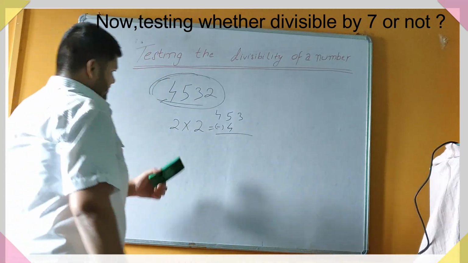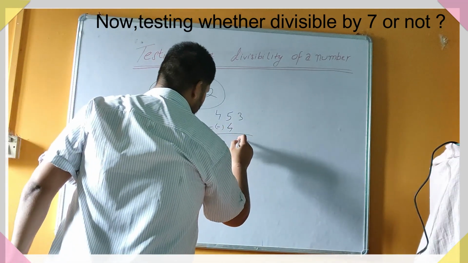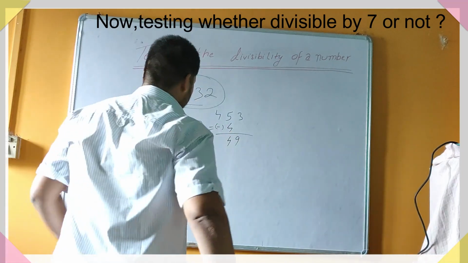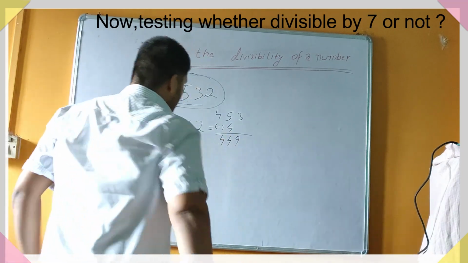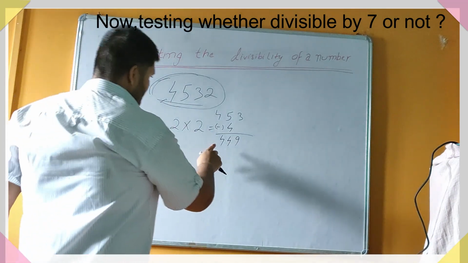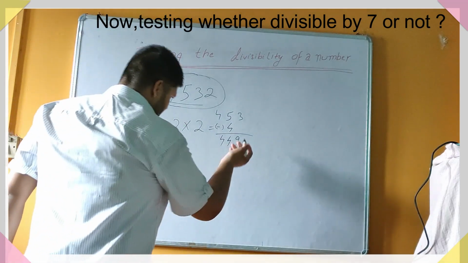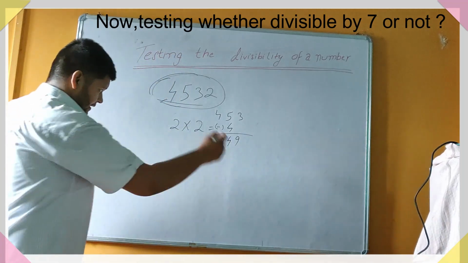So what will you get as the result? 13 minus 4 is 9, and here it is 4, and this is 4. 449. Now you say whether this 449 is divisible by 7 or not. So we will repeat the process once again.